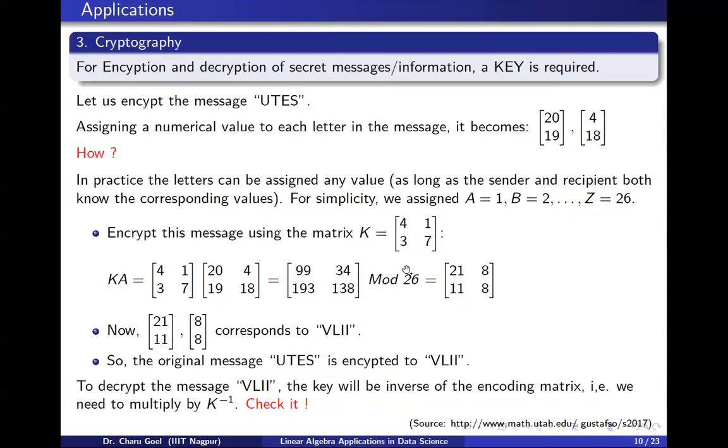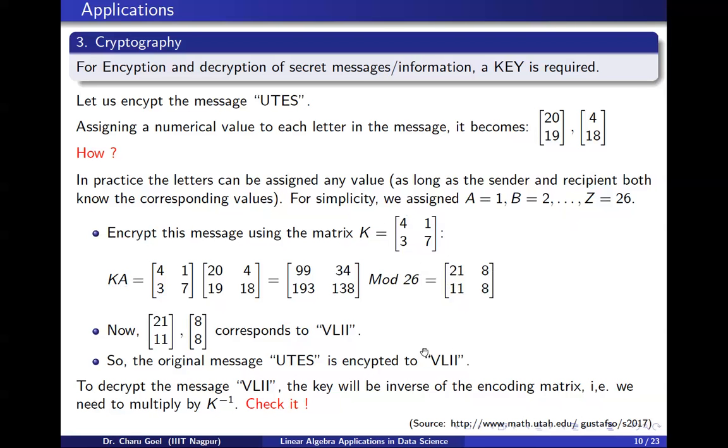So this was our encoding matrix. So we know matrix multiplication, right? Matrix multiplication KA might not be equal to AK because it is a very basic concept. Matrix multiplication is non-commutative. But if K is an invertible matrix, then KA equal to 21, 8, 11, 8 would imply A equal to K inverse times this matrix.